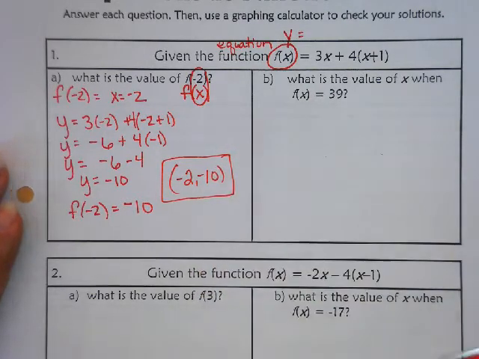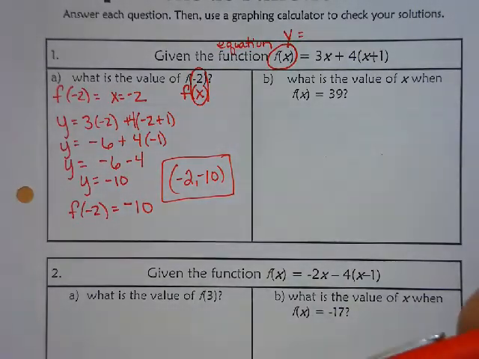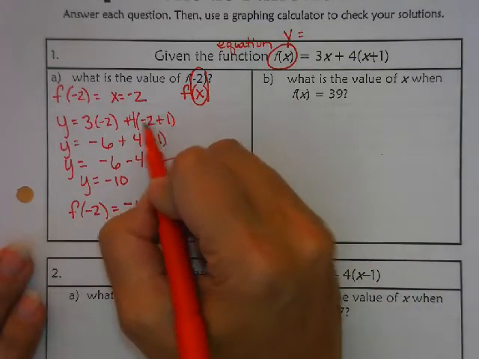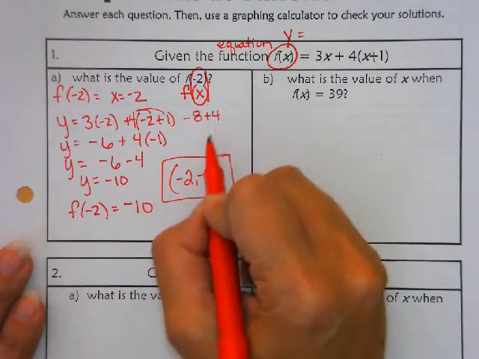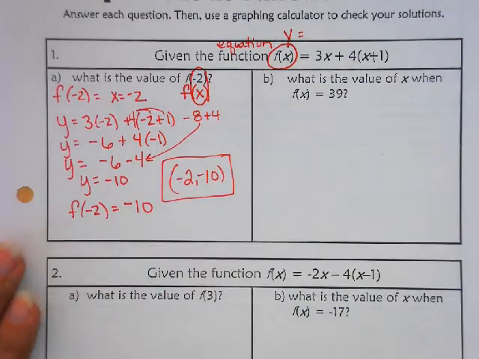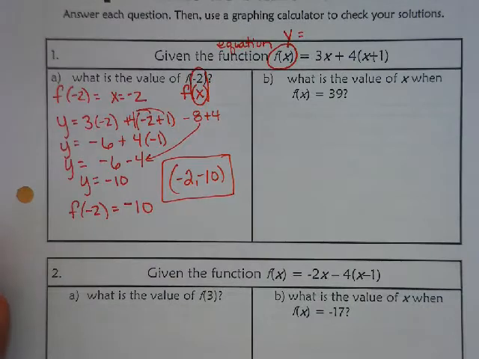Okay, Maddie? So I feel like I'm wrong, but wouldn't it be 4 times negative 2? Well, you can distribute, but I went ahead and simplified inside. You can say negative 8 plus 4, which is, okay. So either way. Okay? Just a little slow.